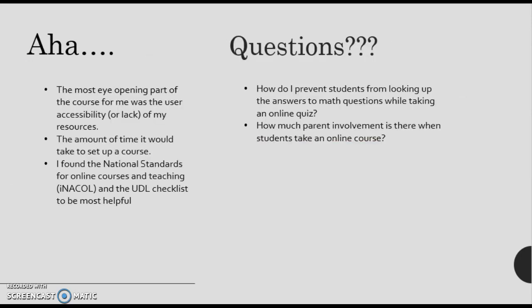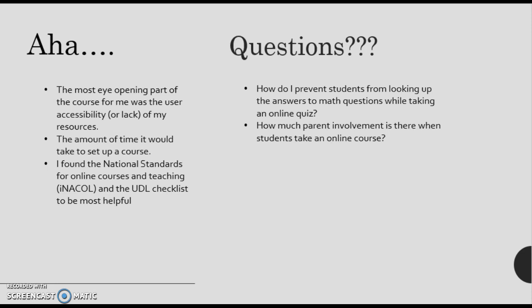Some of the things that I really appreciated learning, my aha moments: the most eye-opening part of the course for me was the user accessibility, or in my case, the lack of my resources. And then I also realized how much time it would actually take to set up a course from start to finish. It's like being a first-year teacher again, because it's a first-year teacher online. And I never knew that there were national standards for online courses and teaching, so I thought the standards and the UDL checklist were very, very helpful.